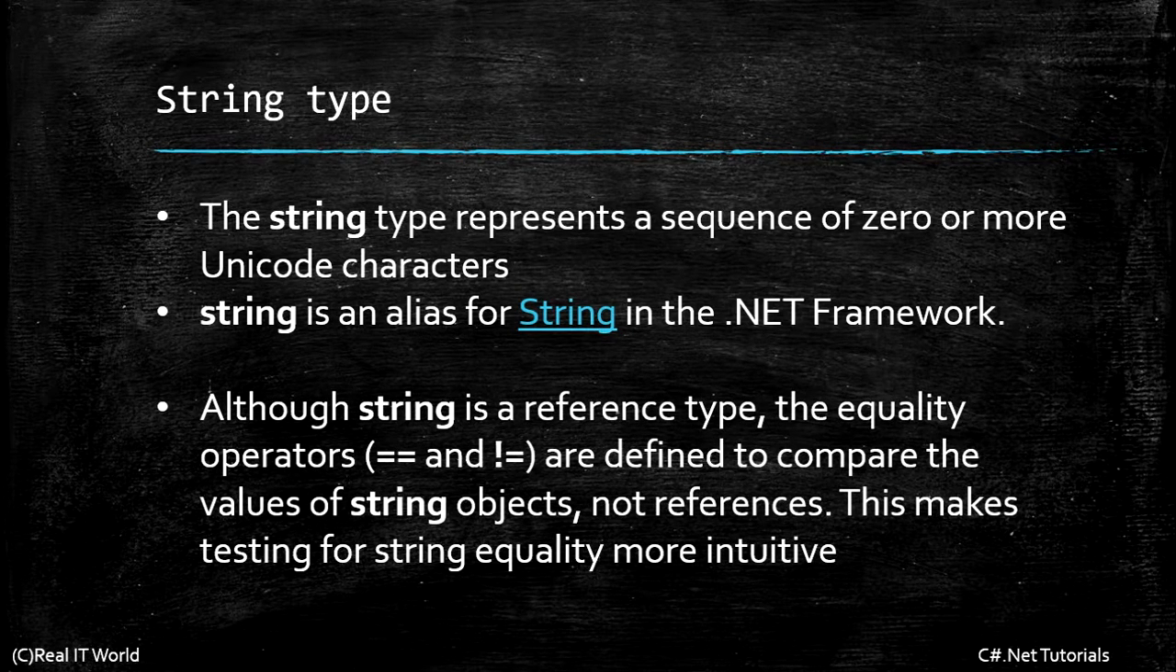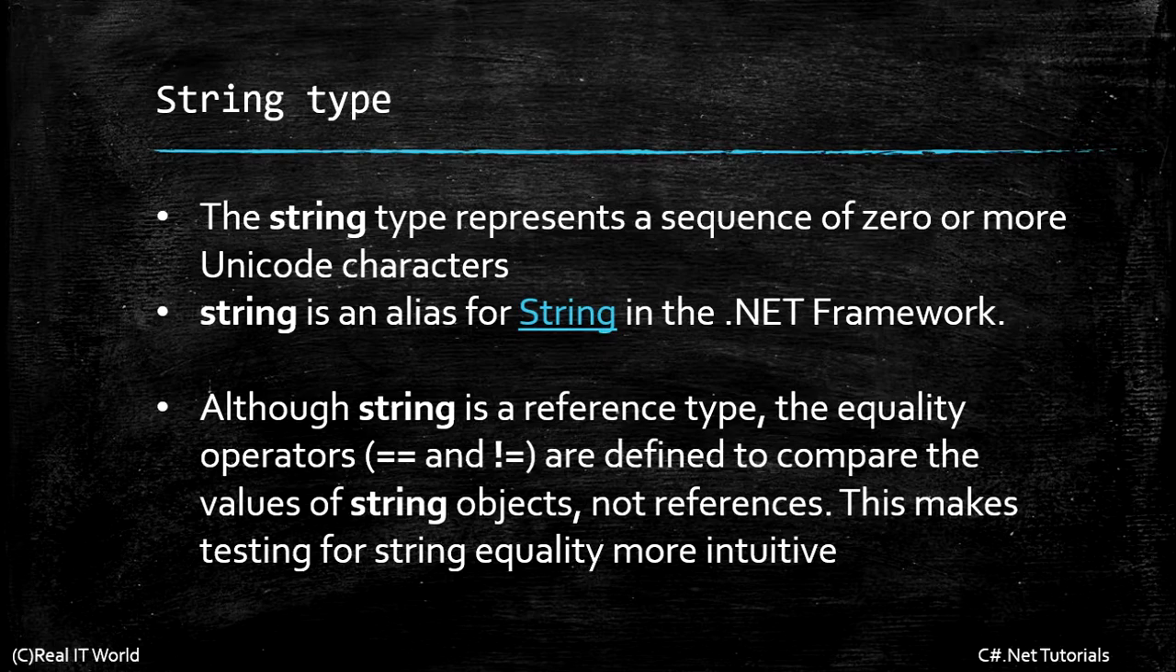The string is a reference type. The equality operators are defined to compare the values of string objects, not references. This makes testing for string equality more intuitive. As we already discussed, string is a reference type, not a value type. So what will this comparison operator do on this string reference type? If we use the comparison operator on two strings, it will consider the values but not the references.